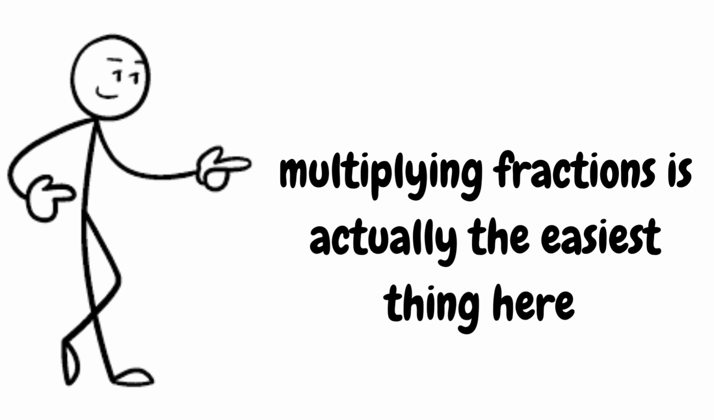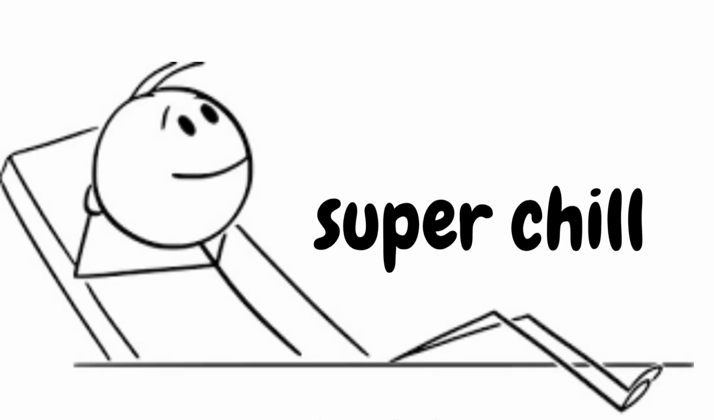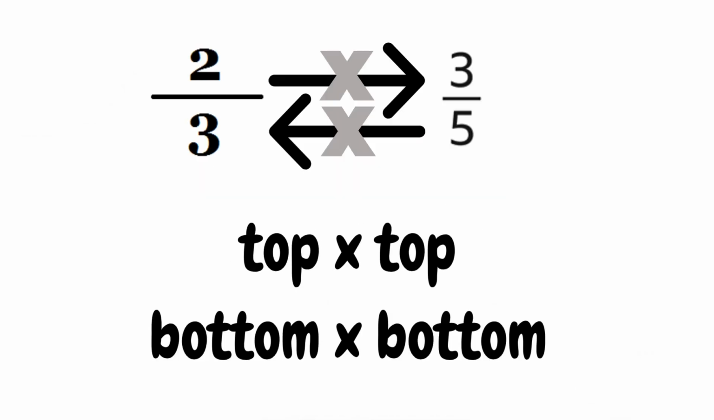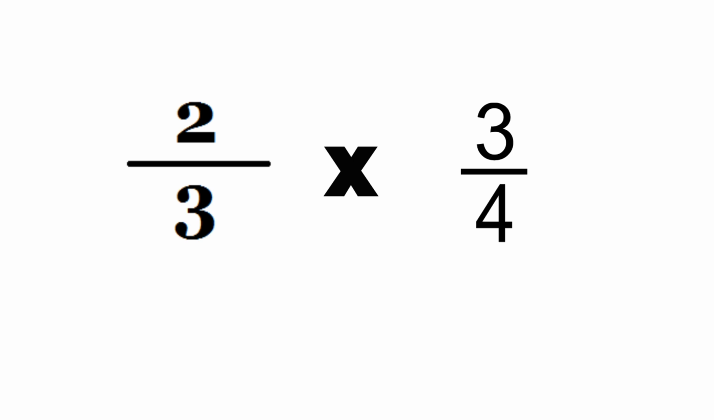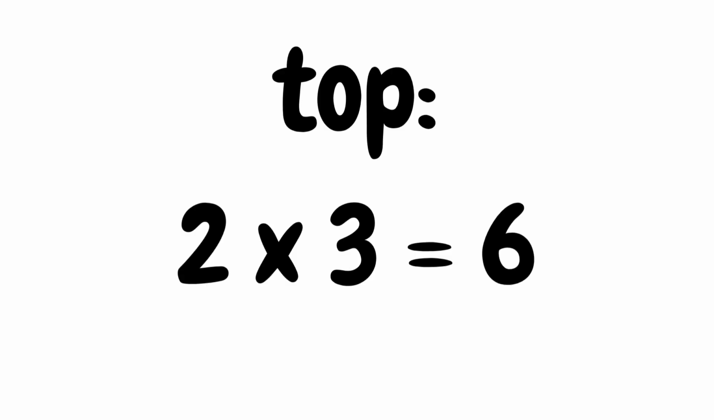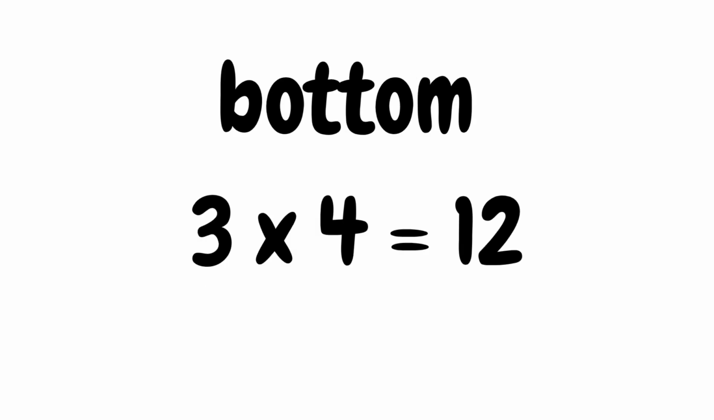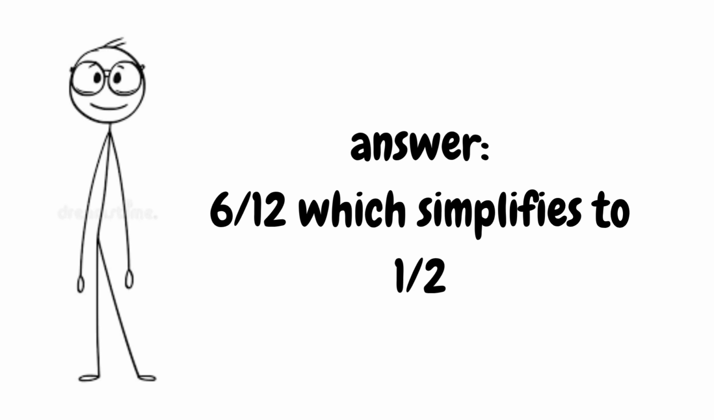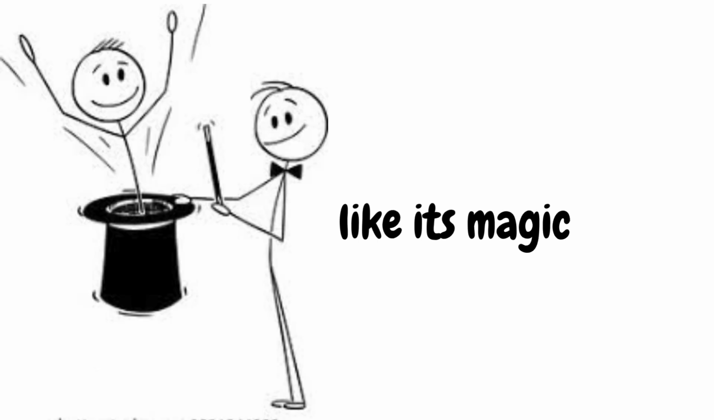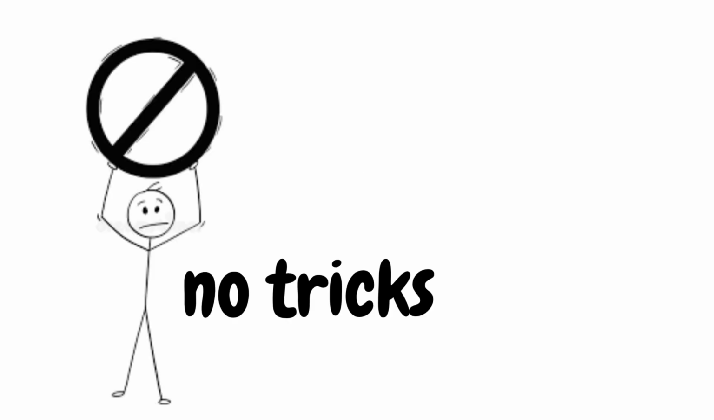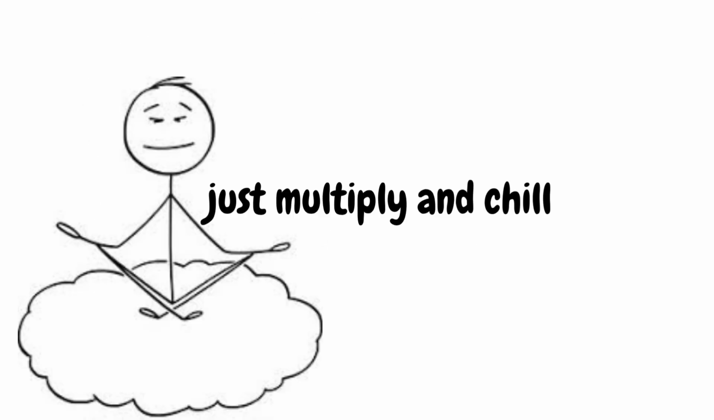Section 4. Multiplying fractions. Okay, multiplying fractions is actually the easiest thing here. No LCD, no stress. Super chill. You just multiply straight across. Top times top, bottom times bottom. Example, 2/3 times 3/4. Top 2 times 3 is 6, bottom 3 times 4, 12. Answer 6/12, which simplifies to 1/2, like it's magic. And that's it. No tricks, no drama, just multiply and chill.